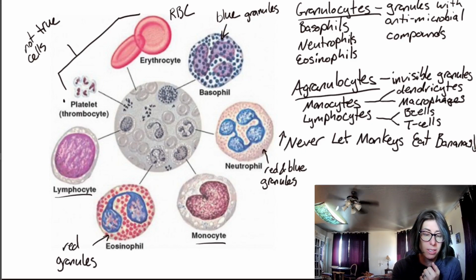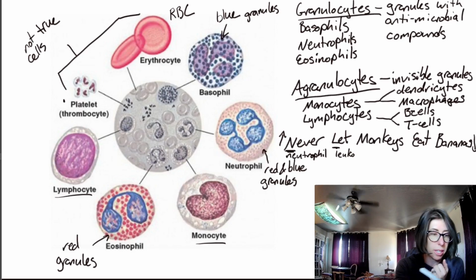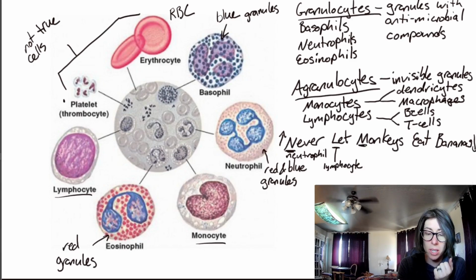So never, the N stands for neutrophil. The L stands for leukocyte. Or, I'm sorry, lymphocyte. Lymphocyte. M stands for monocyte. E stands for eosinophil.